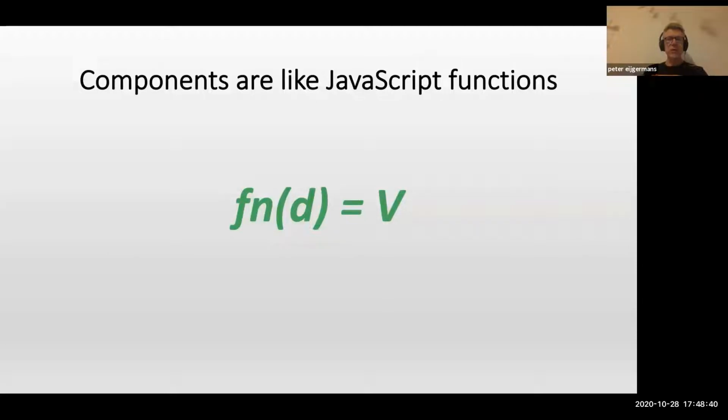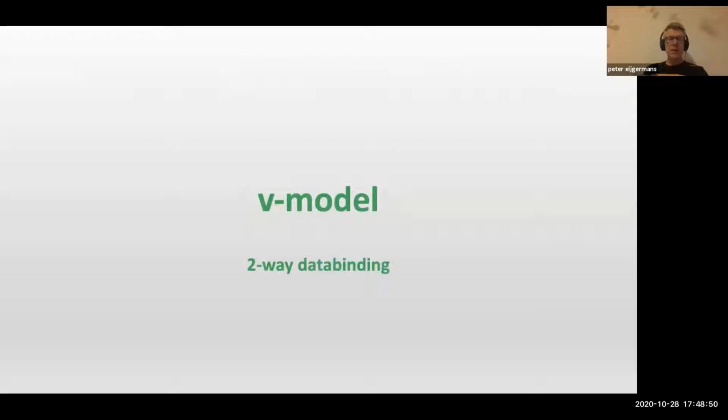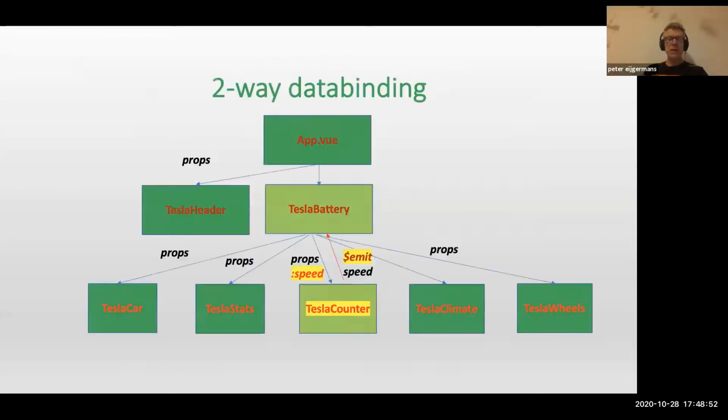Components are nothing more than JavaScript functions. You pass in data, and the view will be rendered. We also have the v-model for two-way data binding. Every year I use an example of the Tesla counter. I want to speed up my car, and I need two-way data binding for this: to send the old value and to return the new value with the $emit.